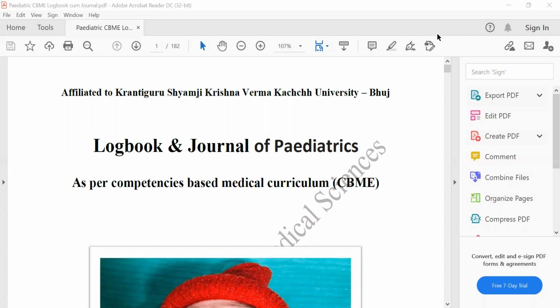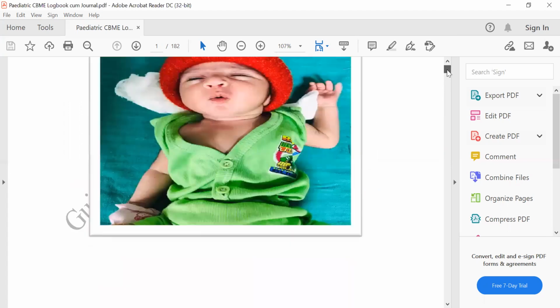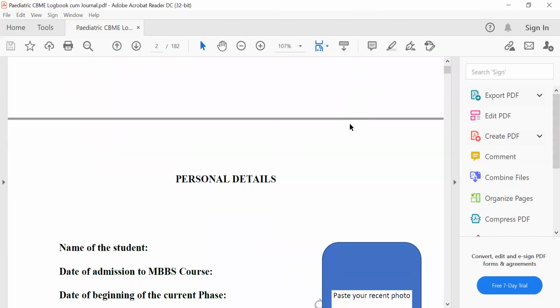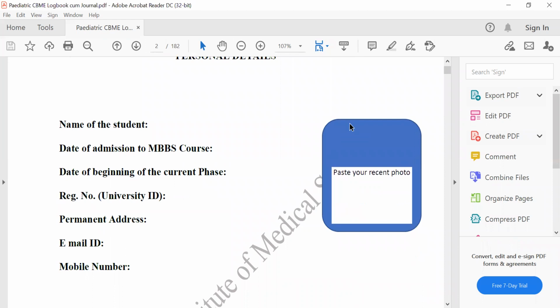Now I'm showing you the logbook. On the first page, I have mentioned the name of the university, Krantiguru Shyamji Krishna Verma Kutch University, Bhuj, and the logbook cum journal of pediatrics. And after that, on the second page, some personal details of the student, date of admission, date of the beginning of the current phase, and then a registration number. And here a student will paste a recent photo.